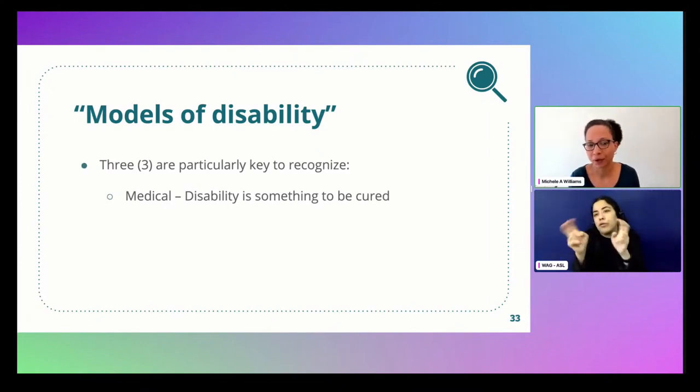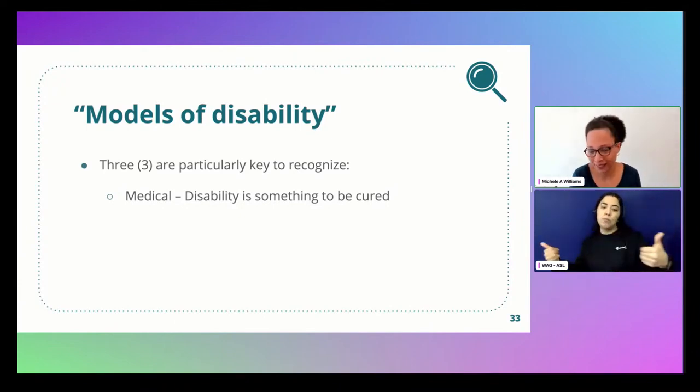But essentially, the medical model has a viewpoint that disability is something to be cured. Unfortunately, it has the effect of being used as a justification for institutionalizing people, basically separating people from society if they can't be cured. So that's the medical model, that disability is negative and should be corrected.